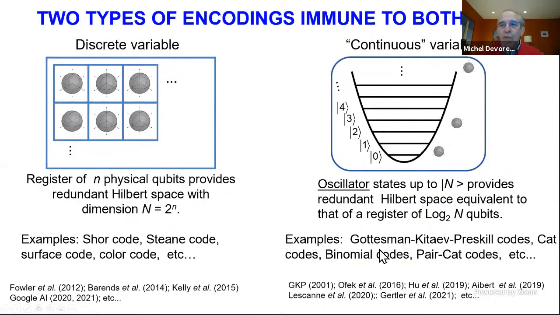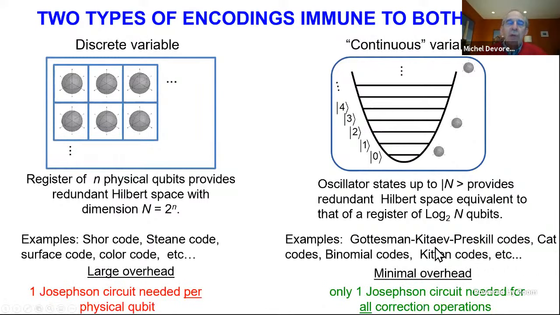And more recently, there are cat codes, binomial codes, pair-cat codes, and so on. But today, I will actually concentrate on this so-called GKP encoding. In our opinion, from an experimental point of view, there's a huge difference between these two types of encoding.